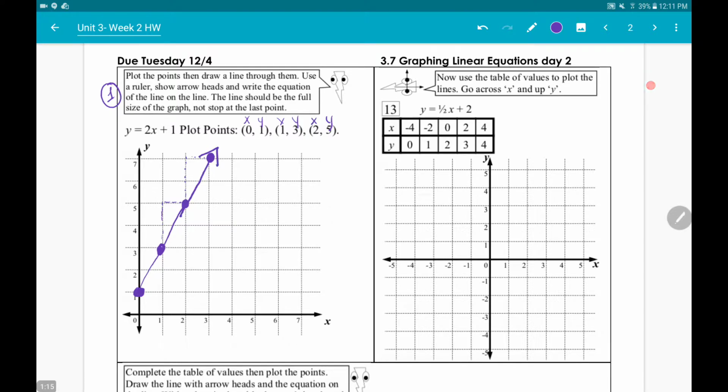We add arrows to the ends. And I'm going to go ahead and label my line with the name of the equation, which is 2x plus 1. And I got that from here.